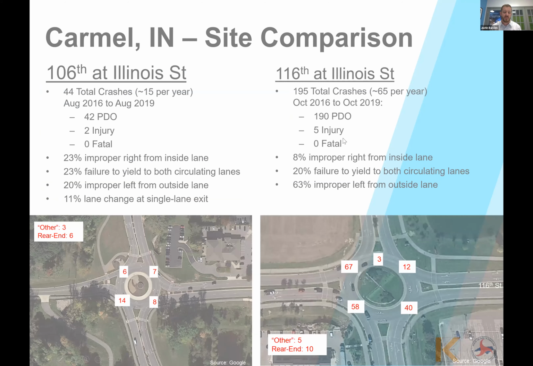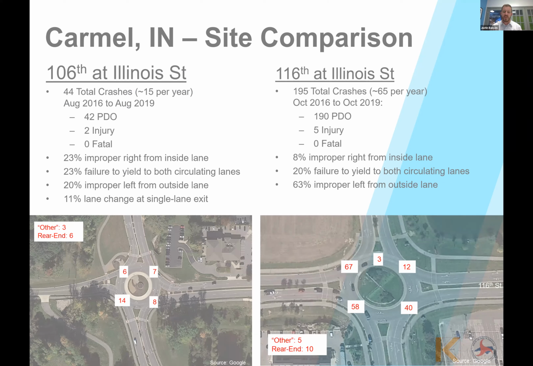But here's the crash differences. 116th, the full 2x2, is experiencing about 65 crashes a year over the last 3 years, whereas the one at 106th is 15 crashes a year. 106th has slightly lower volumes, about 20,000 daily vehicles versus closer to 25,000 daily vehicles at 116th, but not enough to explain a 4 or 5-fold difference in safety performance in crashes.